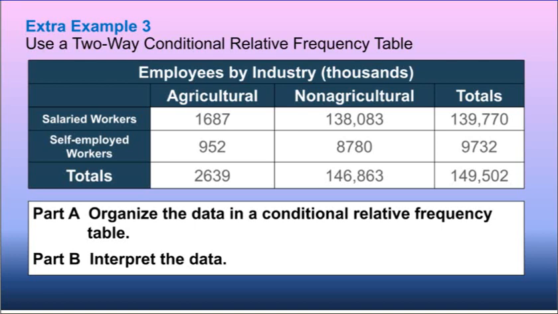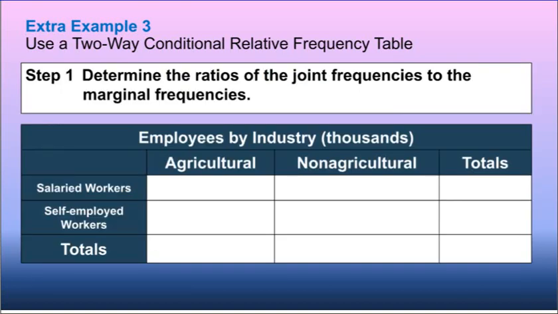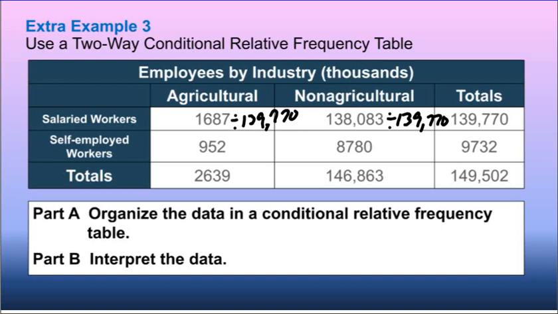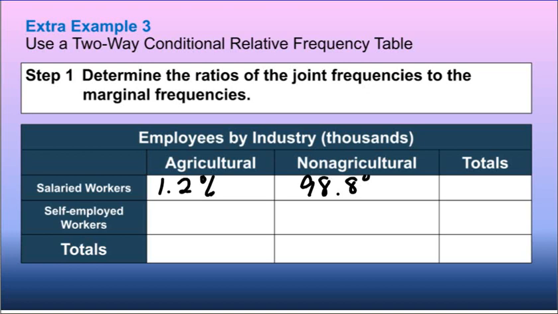So here we have our data, and we're going to do conditional, so you're just going by row itself. So here, divide this by the total, which is 139,770. We're going to divide everything by 139,770. So this first one, 1687 divided by 139,770 would give us 1.2%. Next, we have 138,083 divided by 139,770. And this will give us 98.8%, which will give us a total of 100% for salaried workers.